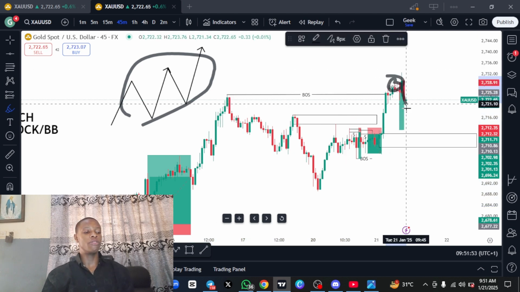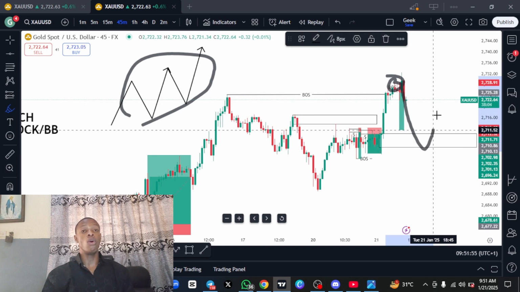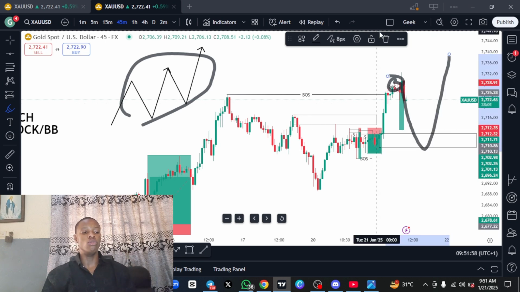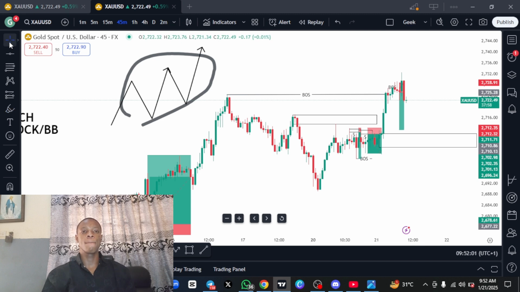Now what is going to happen? It's going to likely retrace to somewhere, push up again to go higher. It means it's bullish. And what do you want to do? You want to start looking out for buys.